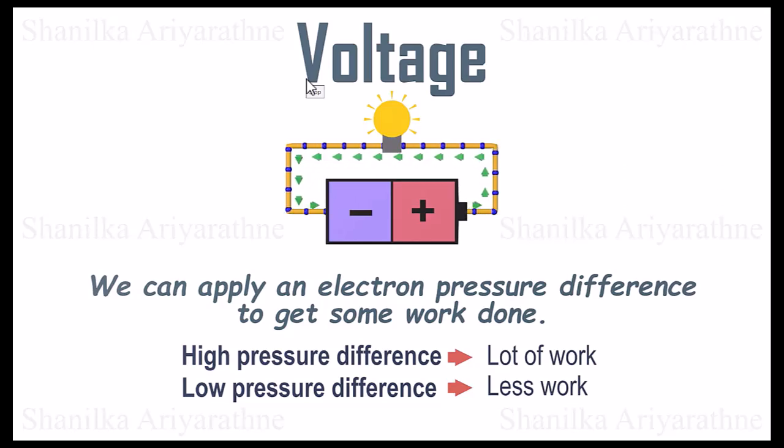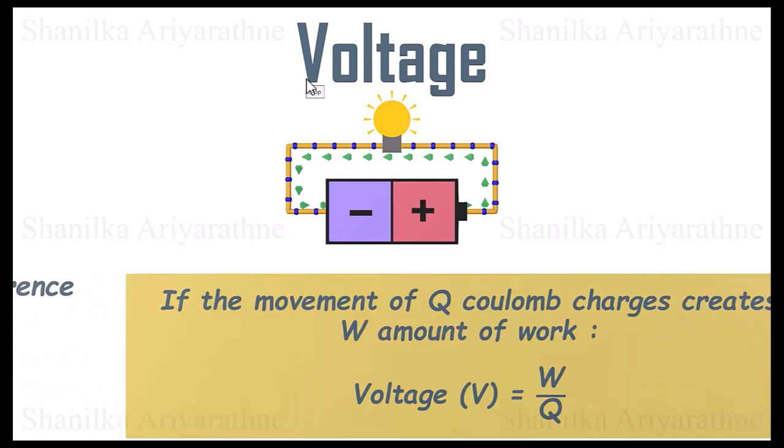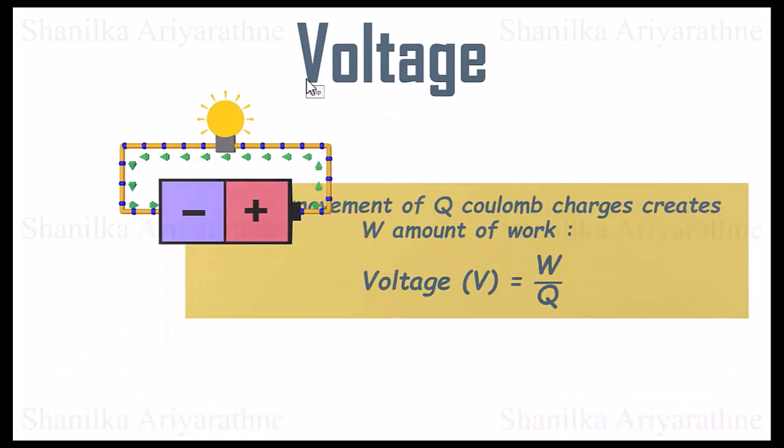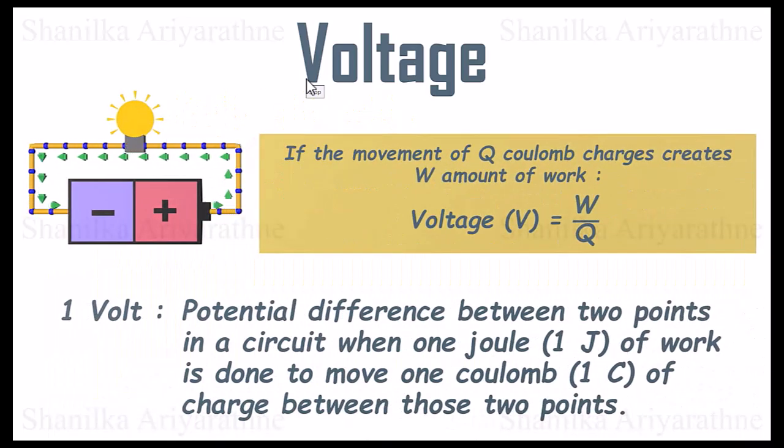We define voltage as the amount of work produced by the movement of charge. If the movement of Q coulombs of charge creates W amount of work, we can define the voltage as V = W/Q. 1 volt is the potential difference, also known as the electron pressure difference, between 2 points in a circuit when 1 joule of work is done by moving 1 coulomb of charge between those points. Understanding voltage might seem tricky at first, but don't worry. Just replay this section a few times and soon it will make perfect sense.